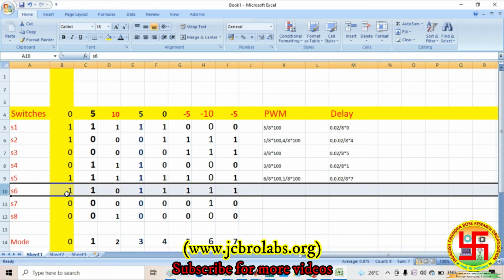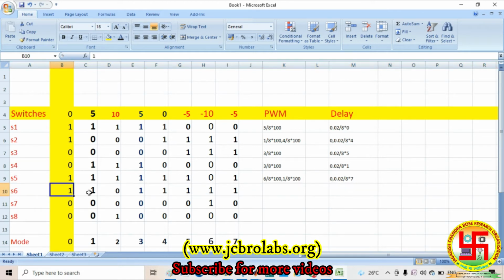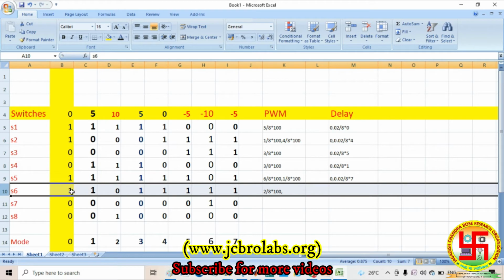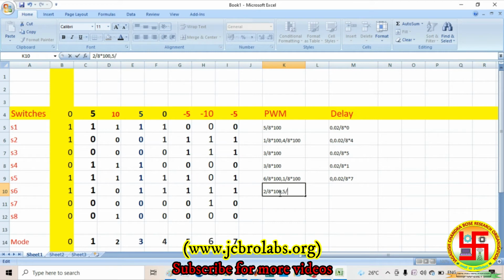And S6 also you can observe. S6, you can see here: 2 by 8 into 100, 2 by 8 into 100, and later 5 by 8 into 100. You can see here S6. So initially the delay will be 0 for the first pulse width, then 0.02 by 8 into, you can see here, this is 3.